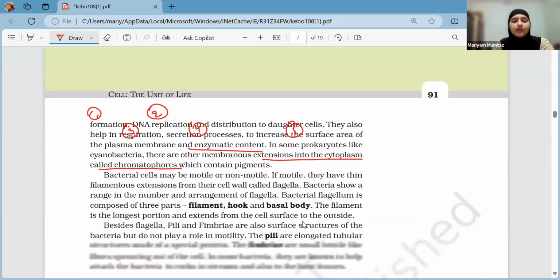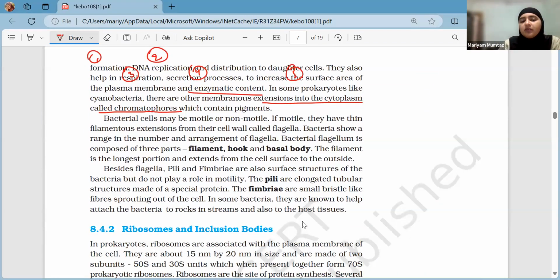Now, bacterial cells may be motile or non-motile. If they are motile, they would have the filamentous extension from their cell wall that is known as flagella. One more thing to remember here: flagella in the case of prokaryotes are an extension of the cell wall, not of the plasma membrane. They can confuse you. They can say that the filamentous extension from their plasma membrane is known as flagella. You'll see a filamentous extension and say okay, right, but it's not. It is the extension of the cell wall, not the plasma membrane.